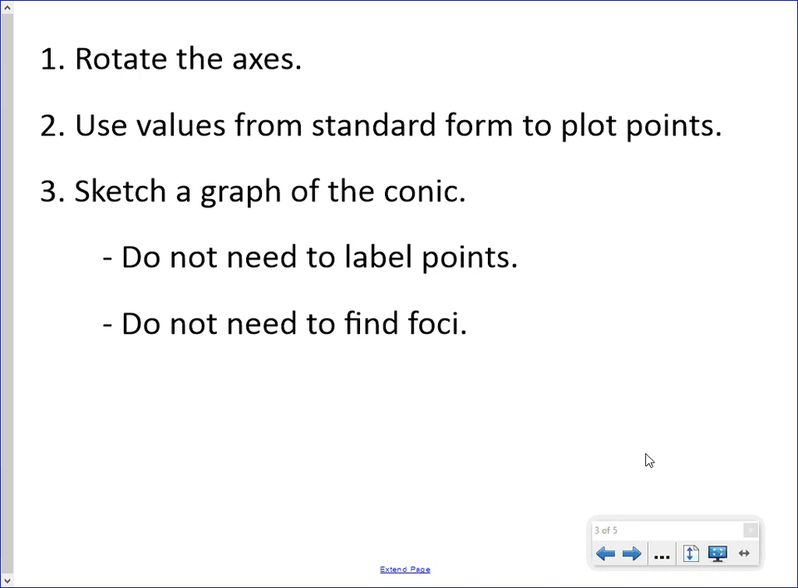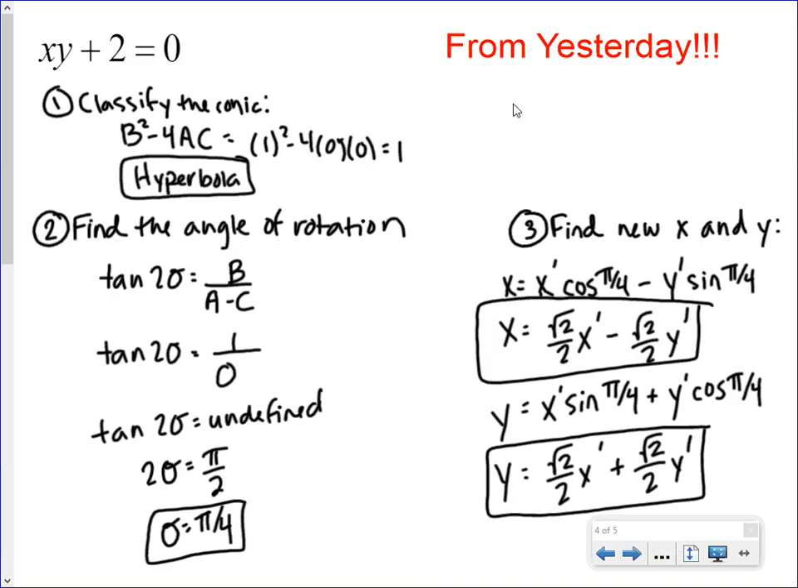Okay, so this is yesterday's example problem. You can either go up to your notes from yesterday and do your work up there. You certainly don't need to write everything down. Yesterday we did xy plus 2 equals 0. We used the discriminant to classify the conic, so we know that when we graph it, we're going to draw a hyperbola. So we know what shape to expect.